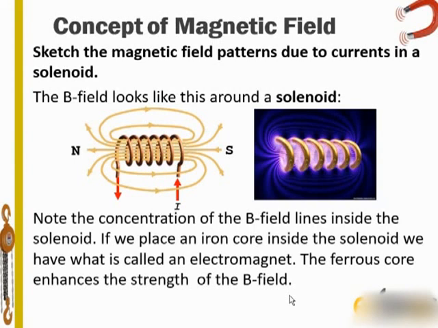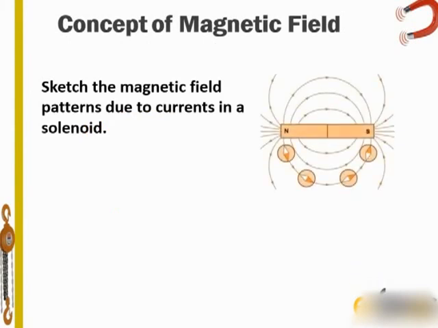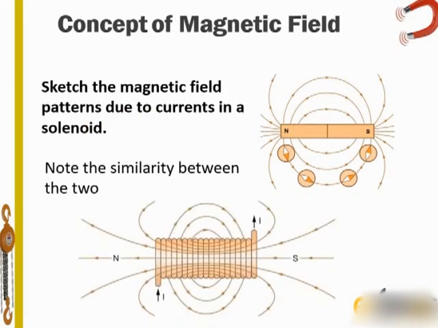So here we have a bar magnet in the top right-hand corner, and we have the solenoid in the bottom center of the page. Can you see the similarities between the two, which are very striking? In fact, they are almost identical. In other words, when you sketch a magnetic field diagram for a solenoid due to the current passing through it, you are in effect sketching the magnetic field lines of a bar magnet.